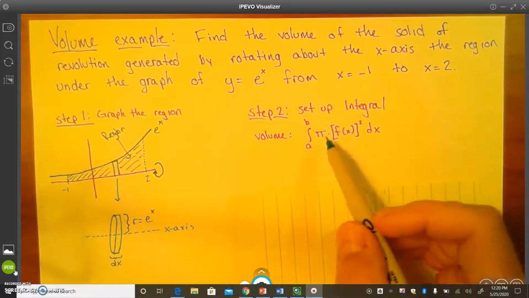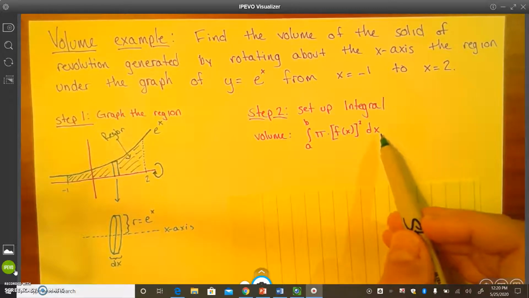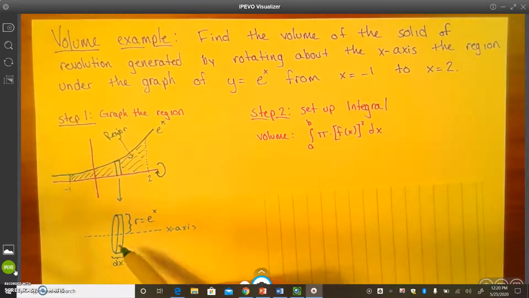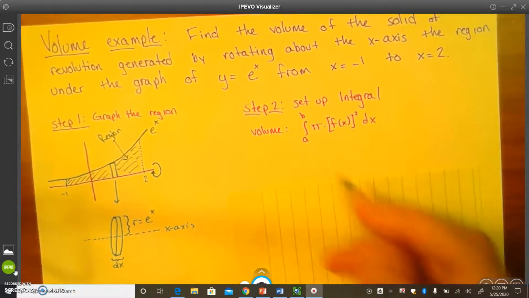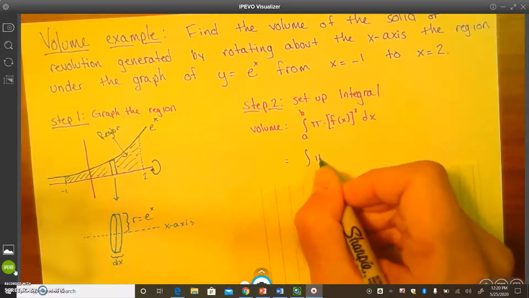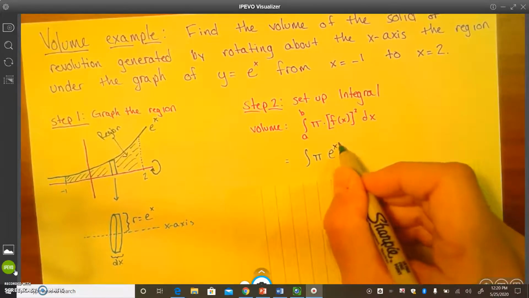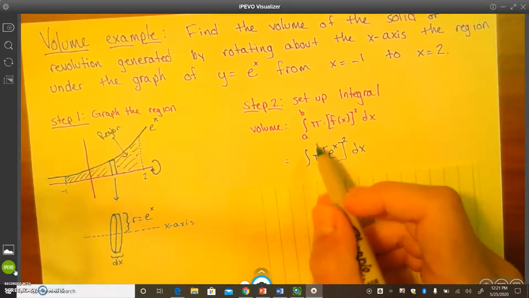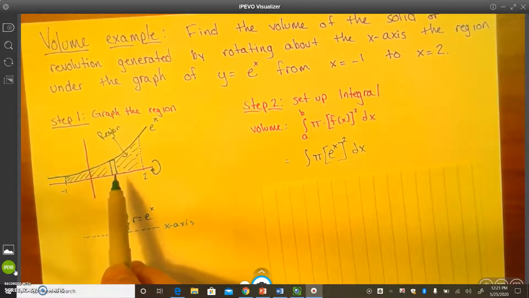Keep in mind, a cylinder has pi r squared h as the volume. Now that's one integral, or one volume of one disk. The integral adds up infinitely many of these. So for this specific example, we want the integral of pi times f of x, in this case e to the x, squared dx.